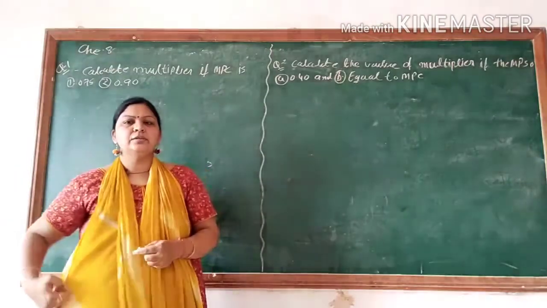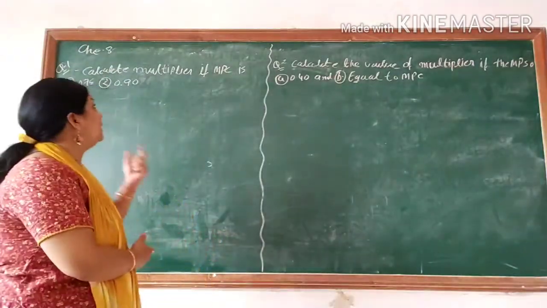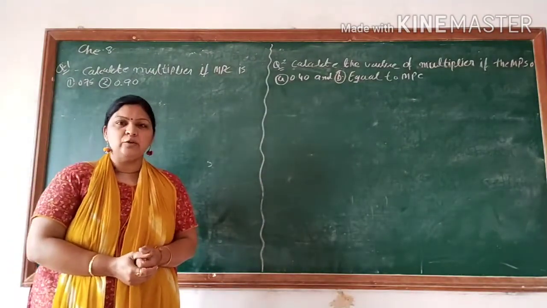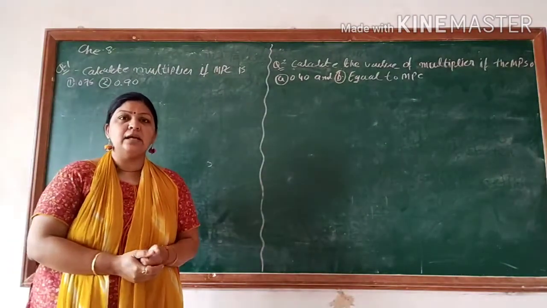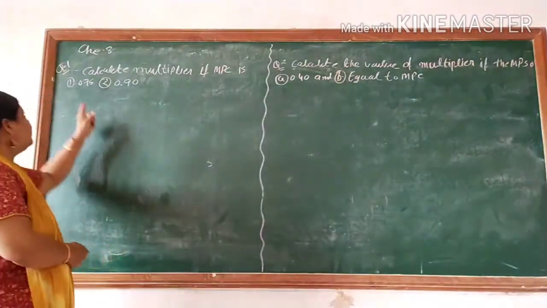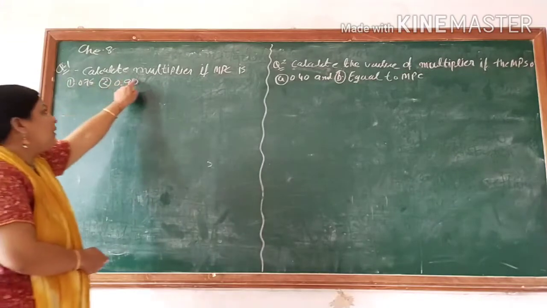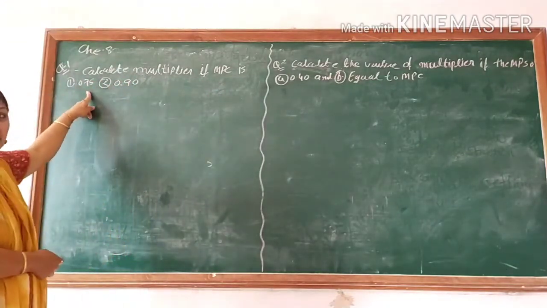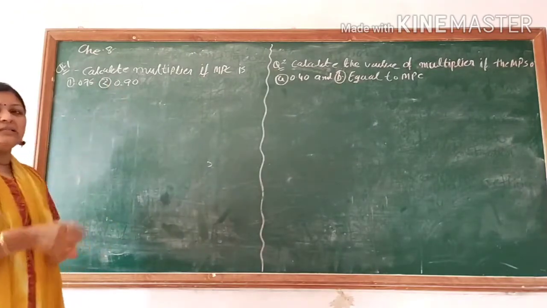Good morning, students. Today we will start the numericals of chapter 8. This is the last part of this chapter. Question number 1 is given: calculate the multiplier if MPC is 0.75 and 0.9. That is the two aspects.